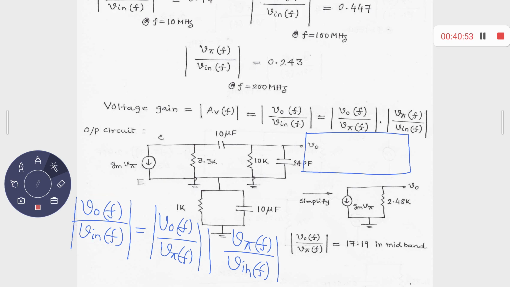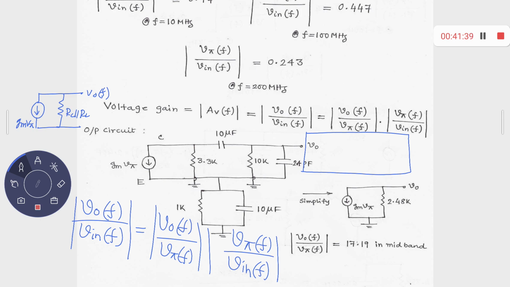But the overall gain, if I consider V naught by V in, is basically the product of two: V naught by V pi multiplied with V pi by V in. As you observe, for V naught by V pi, this is your output, this is Gm V pi, and this is your RC parallel RL. So V naught F by V pi F is always constant, 17.19. But the overall gain, V naught by V in, gets altered because of this frequency dependence part, V pi upon V in. That is not constant.